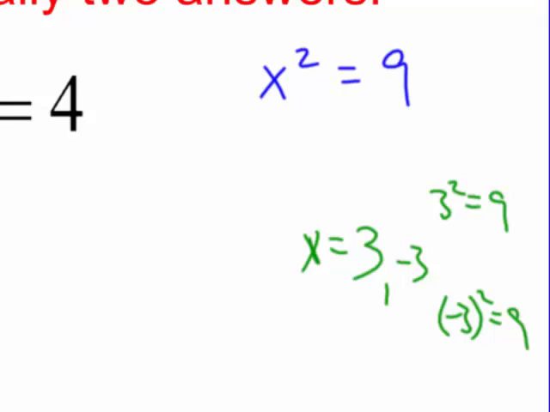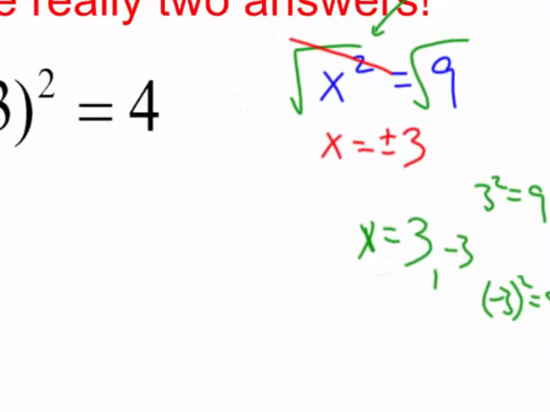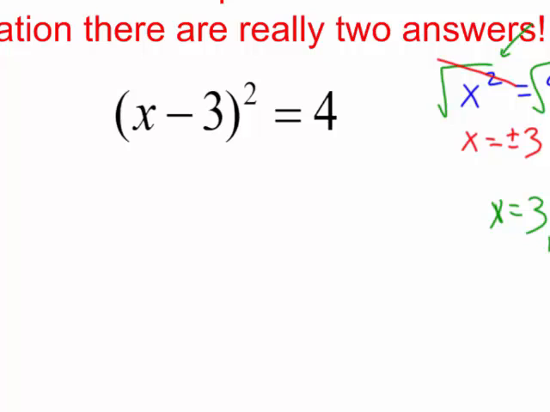So when I try to solve for x, get it by itself, the inverse of squaring is square rooting. And whatever I do to one side, I do to the other. So the square root and the square cancel each other, and x would equal not just 3, but we say plus or minus 3. It's a positive and a negative.